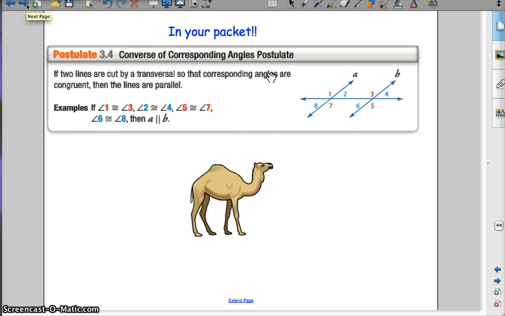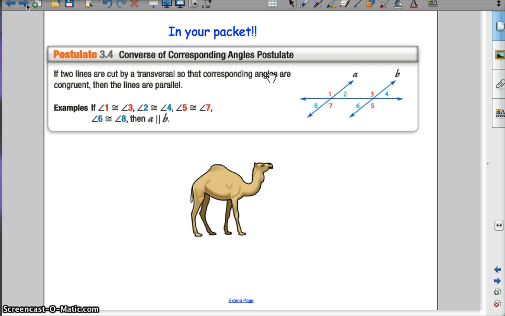So we're going to write down some postulates, and they're going to be converses of previous postulates that we have learned. So for example, the converse of the corresponding angles postulate. Before, we learned about the corresponding angles postulate, which was saying that if two lines are parallel, then corresponding angles are congruent. Well, remember, the converse means we switch the if and the then. So this is saying that if two lines are cut by a transversal so that corresponding angles are congruent, then the lines are parallel.